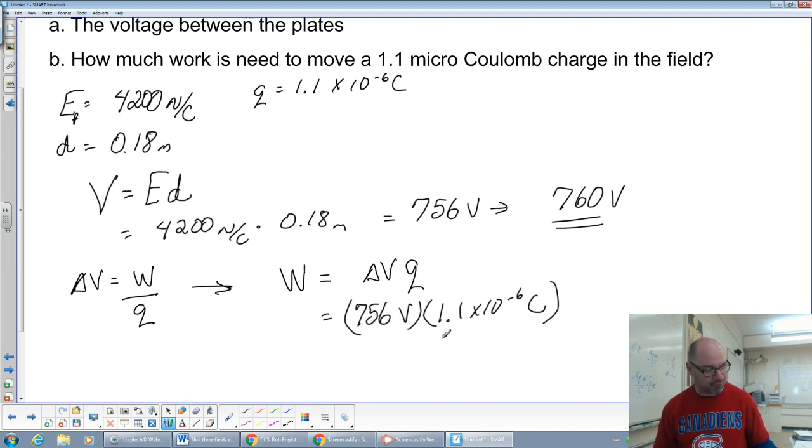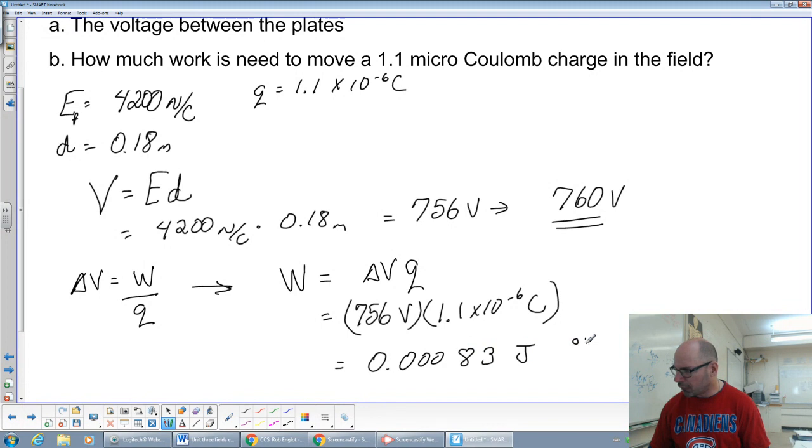Okay, so we just take 756 times 1.1 times 10 to the -6, and we get, to two significant figures, 0.000083 joules. Or if you want to write it with scientific notation, 8.3 times 10 to the -4 joules.